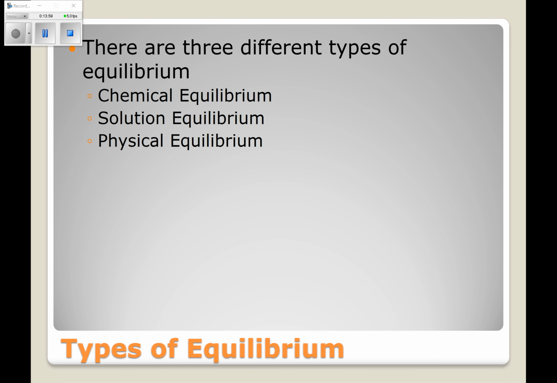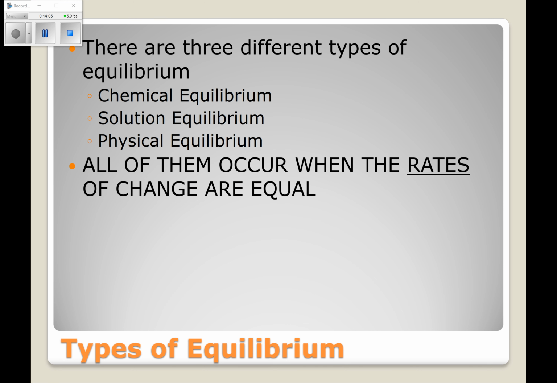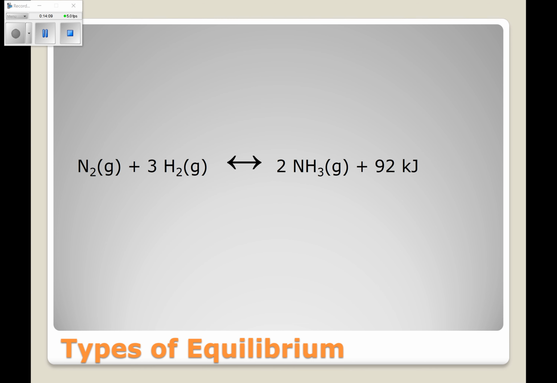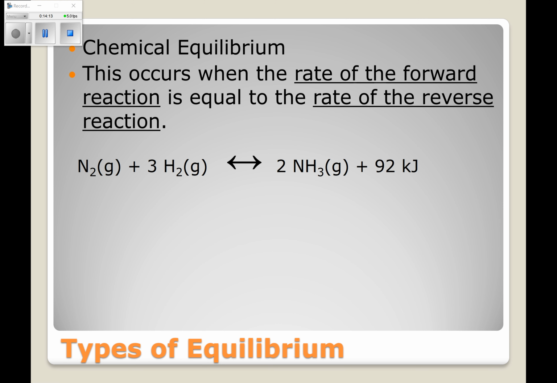So we're going to look at 3 different types of equilibrium: chemical equilibrium, solution equilibrium, and physical equilibrium. And all of these types of equilibrium will occur when rates of change are equal. So the first example we'll look at is chemical equilibrium.